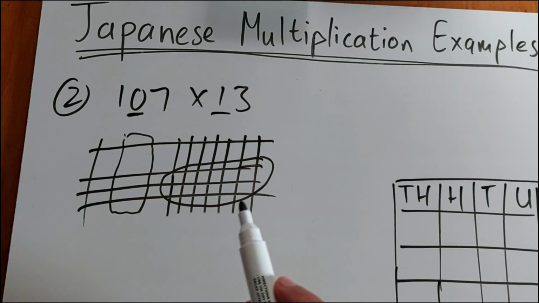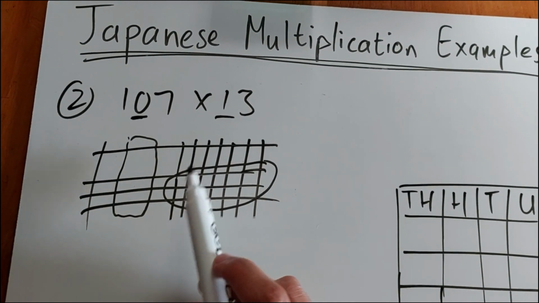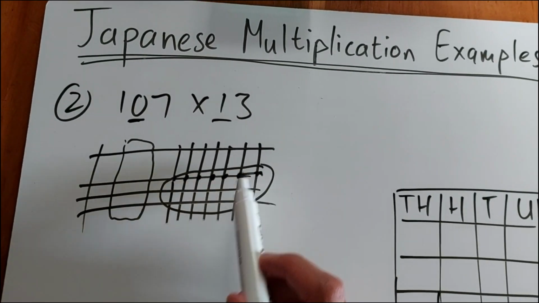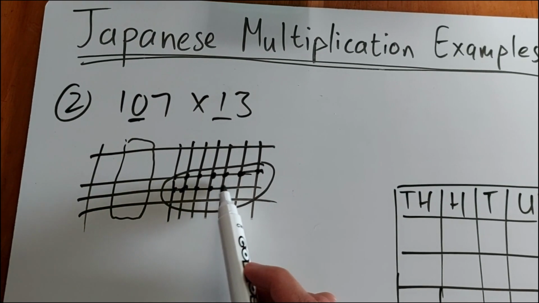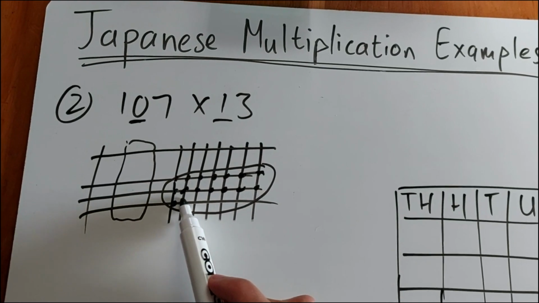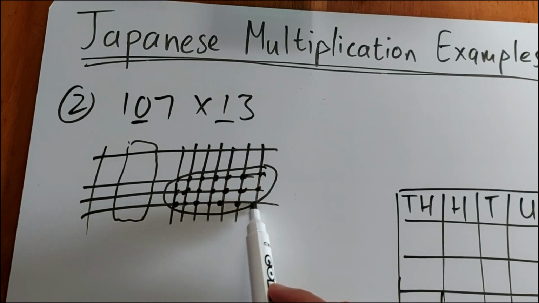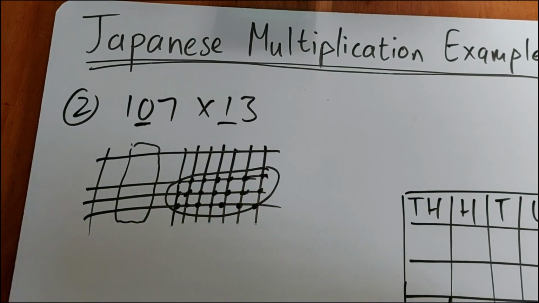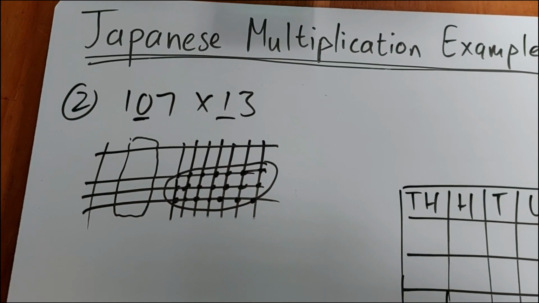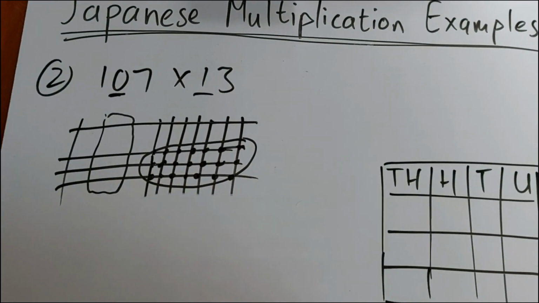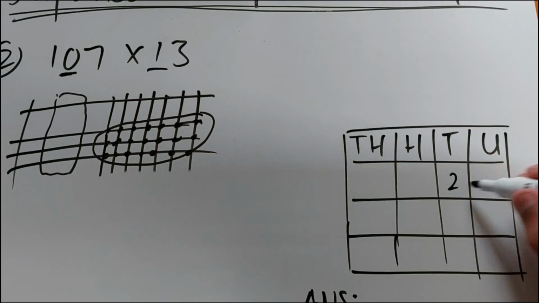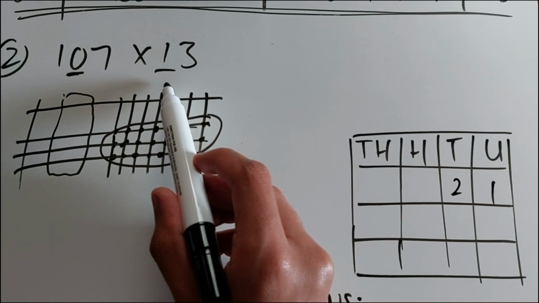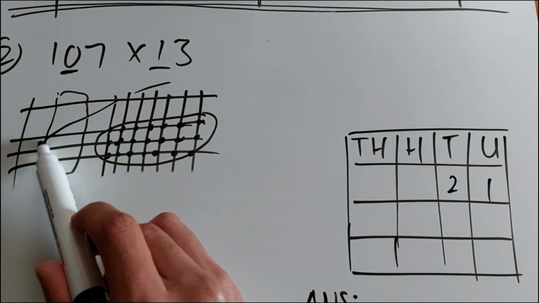So first step, bottom right, we calculate the cross sections. 1, 2, 3, 4, 5, 6, 7. So basically 7 times 3 is 21. Since 21 is greater than 9, we carry the 2 to our tens. And then we do our next cross section.